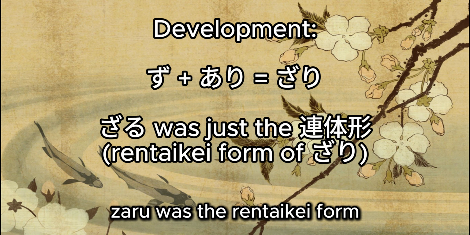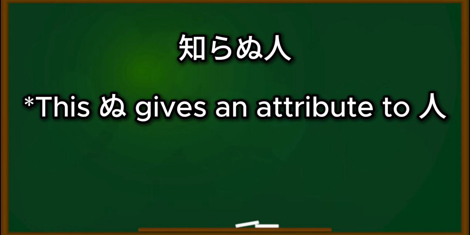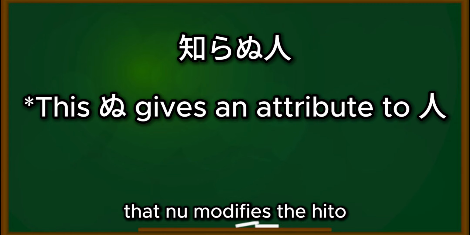Shirane gives us a seemingly quite straightforward explanation. He states that zu began to be replaced by nu in the Muromachi period, which began in the 14th century. What supposedly happened was that nu had been used only in the rentai-kei form, but now in the Muromachi period began to be used in the shushikei form. The rentai-kei form is the attributive form. For example, shiranu hito means someone I don't know. That nu modifies the hito. But what happened was that nu began to be used, as I said, in the shushikei form.